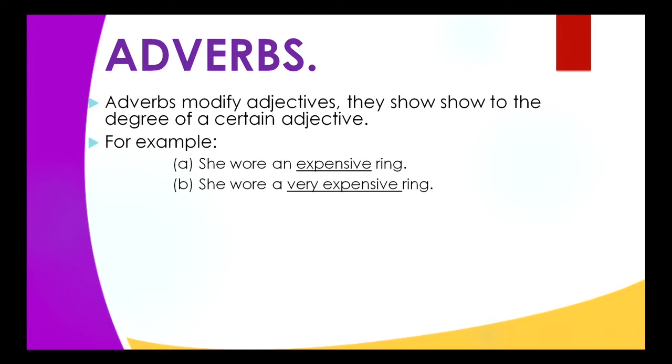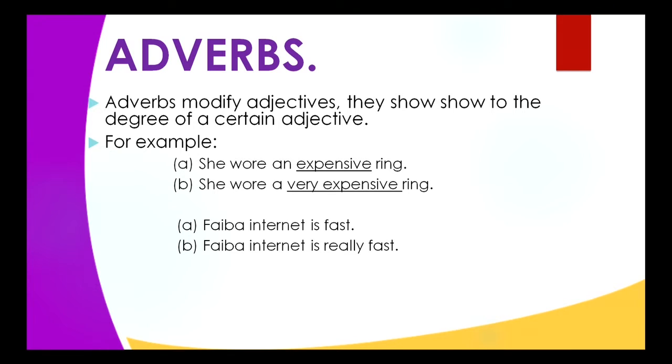Let's look at another example. Fiber internet is fast. But how fast? We can use an adverb to tell us how fast. Fiber internet is really fast. Bob tells us that every time. So, really is being used to tell us how fast fiber internet is.